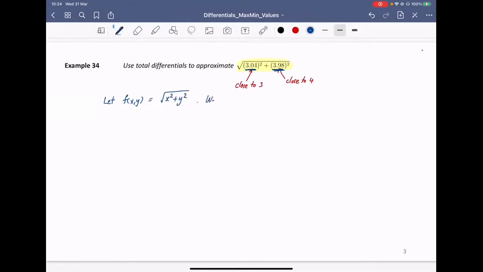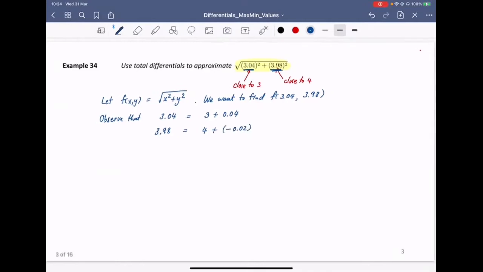Well, you can see that we want to find f(3.04, 3.98). This is what we want. Well, observe that the number 3.04 is actually 3 plus 0.04. And then the number 3.98 is actually 4 plus negative 0.02, right?